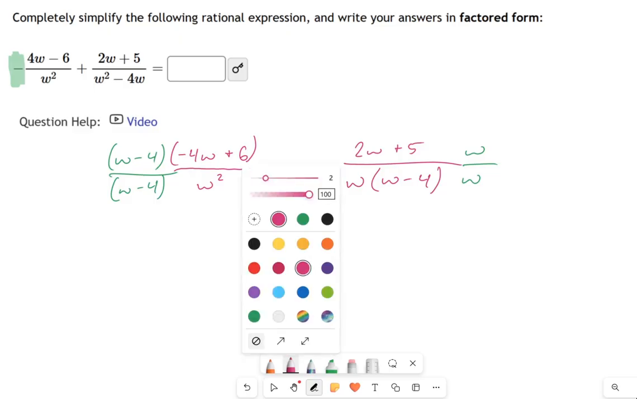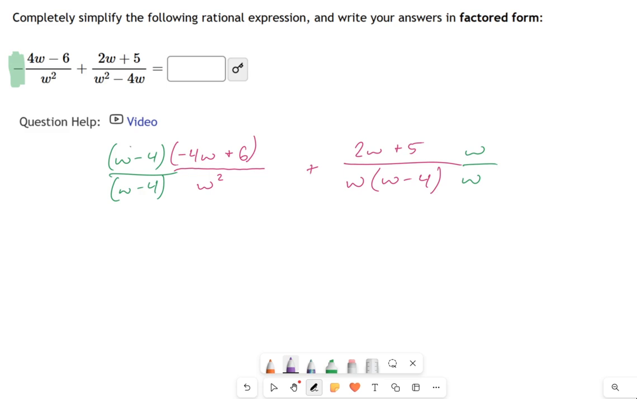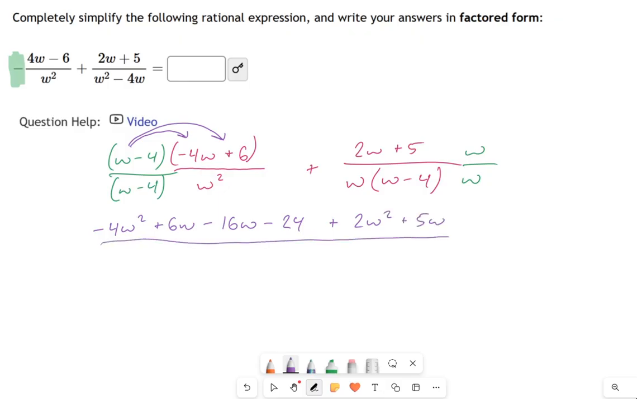Distribution time. Let's multiply these bits all together. What I'm going to do is treat it like this, where w multiplies to the negative 4w and then to the 6, and then the negative 4 will do likewise. So on top, on the left, what I get is negative 4w squared plus 6w minus 16w and minus 24 from the looks of it. And the one on the right is easier. That's just going to be 2w squared plus 5w. And now we look at the denominators, realize those are just a common w squared times w minus 4. And this is a single fraction, which is great.